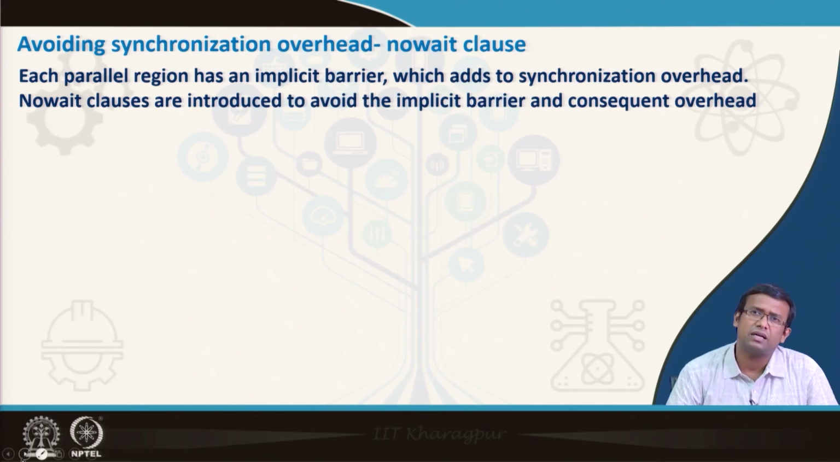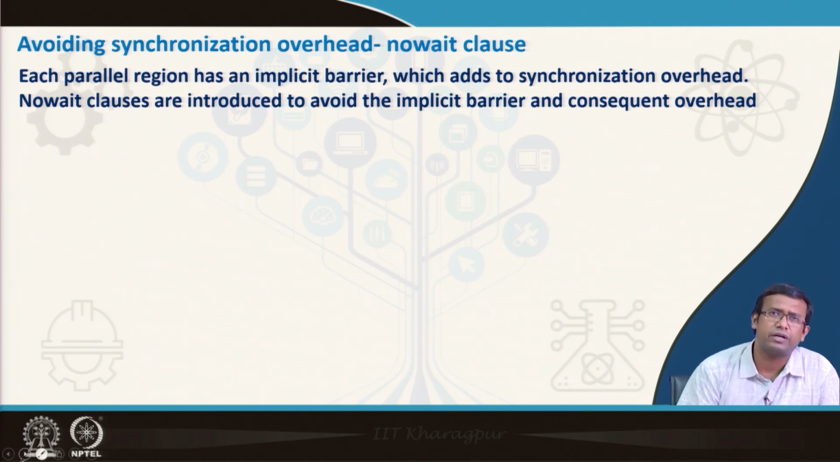In case I have a program where the output of one parallel region is not important for the next parallel region, I can use a nowait clause which will break this synchronization. Threads do not have to wait till the end of that particular parallel region and can go to the next part of the work, and that will consequently reduce the overhead.